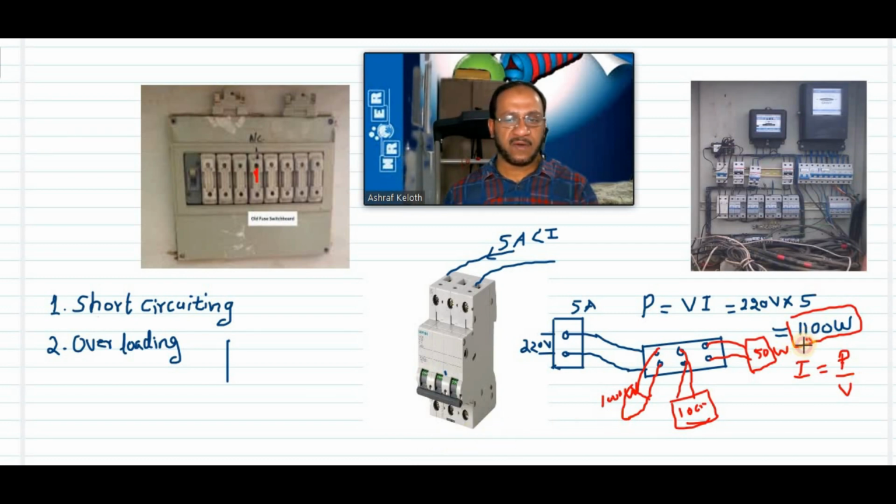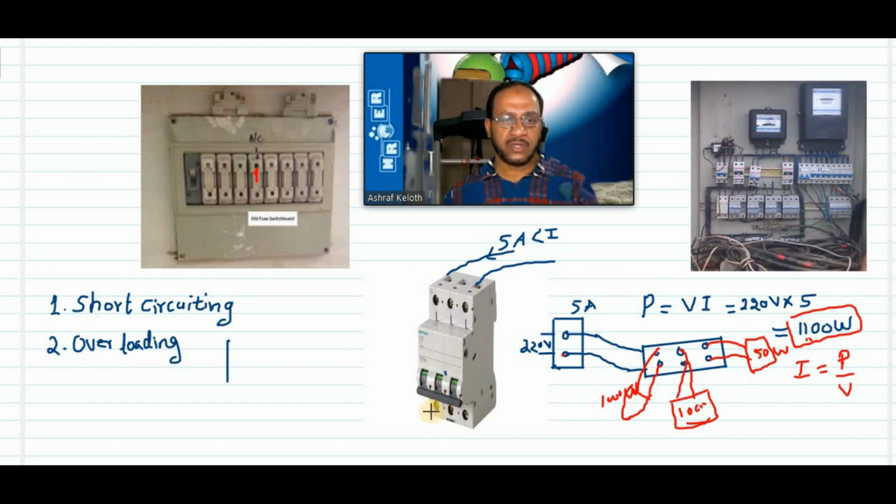Exactly 1100 watts means 5 ampere. Normally the fuse wire will not melt at exactly 5 ampere. It can take little more than 5 ampere. But if the current goes to a very high value, suddenly it will melt. But the circuit breakers are more accurate. They will not allow more than 5 ampere. If there is a very small excess current itself, it will switch off.